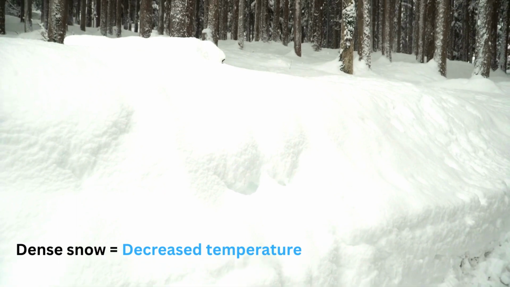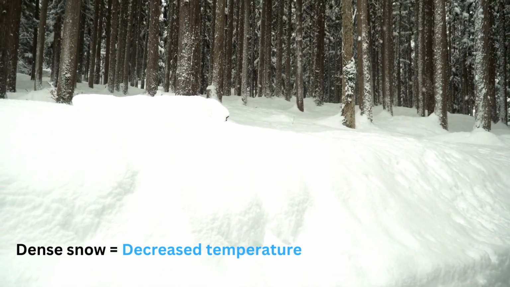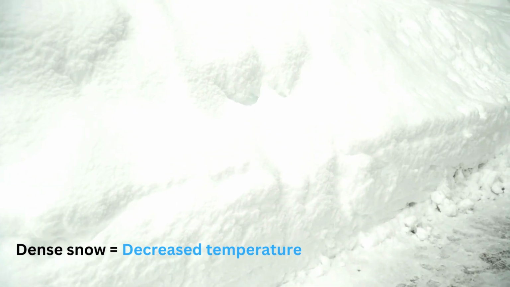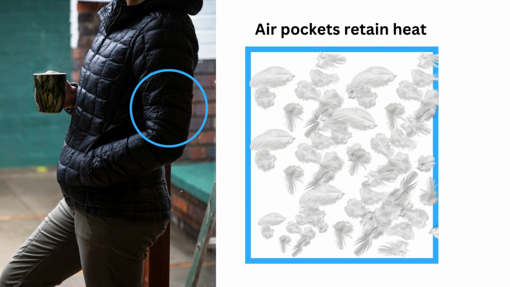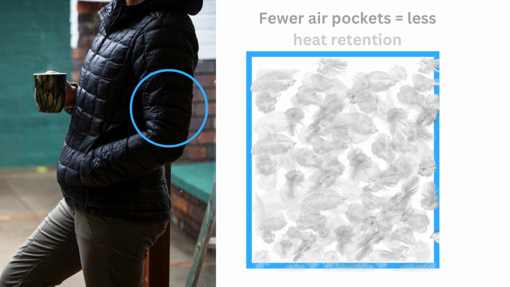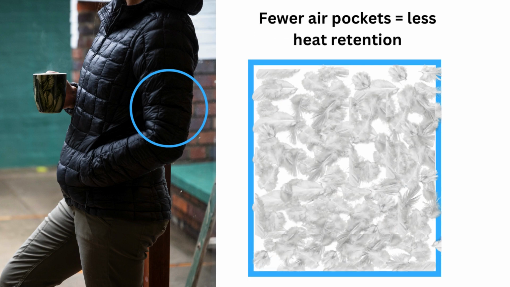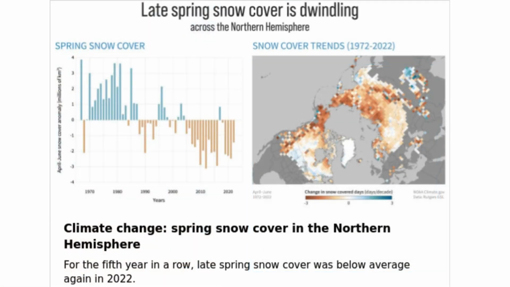If snow is particularly dense, the temperature in the Subnivean can become colder. This is the same science that makes birds puff up in the cold temperatures and gives you your puffy jacket. Air pockets are important for retaining warmth. With dense snow, there are fewer air pockets and so less retention of that warmth.